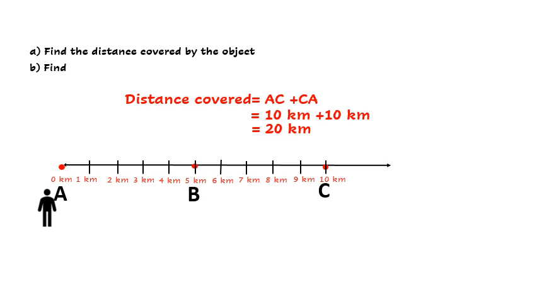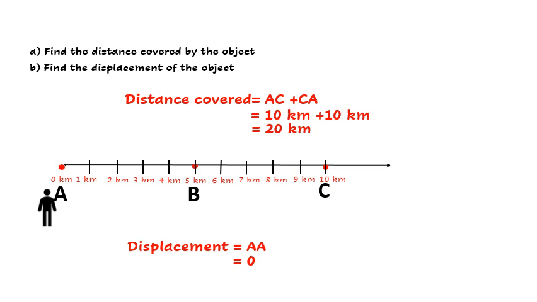Next, can you find out the displacement of the object? Displacement would be ACA, that is equal to 0 kilometers.